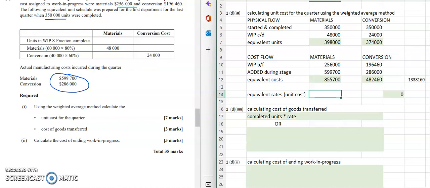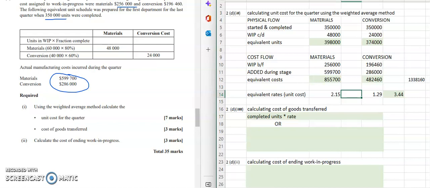So I now have the equivalent costs, and therefore the rate is very simple. The rate is always the same for everything, which is cost divided by units. All right, so that means that the material cost is $2.15 and the conversion cost is $1.29. Therefore, the equivalent cost, the equivalent rate or the unit cost was $3.44.